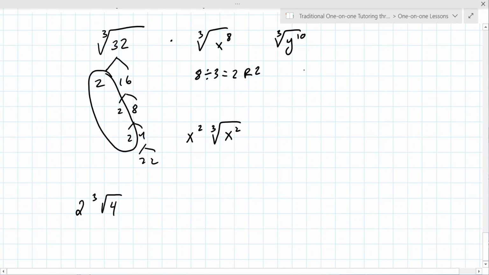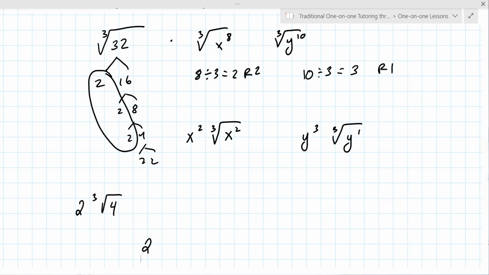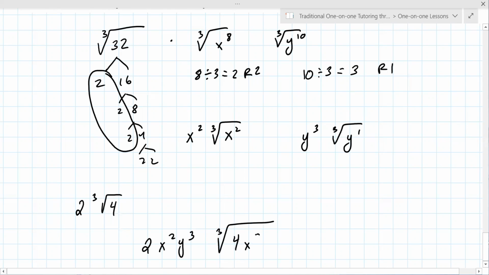And then we do the same thing with this last one. 10 divided by 3 is 3 with a remainder of 1. It becomes y cubed cube root of y to the 1. Okay, so now we've got the part that's outside the root, the 2. Just check here, make sure we actually have something. 2x squared y cubed cube root 4x squared y. And we have a winner.